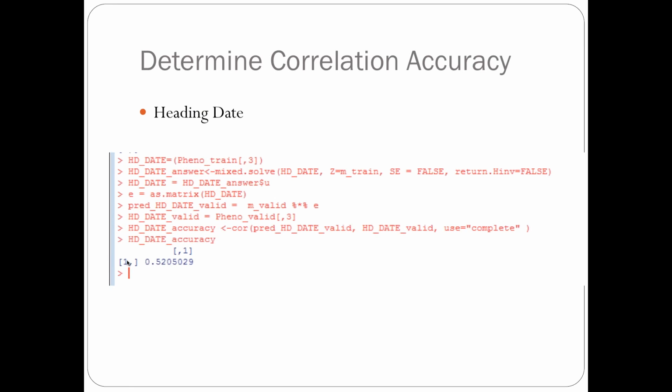And then for the third trait, for heading date, this was the third column in the phenotype matrix. And again, correlating, running mix.solve to get the marker effects, and then multiplying the marker effects to the validation marker matrix. And then running the correlations for the predicted values and the observed values. And heading date was even higher than plant height and yield, at an accuracy of 0.52. And if you're running this as you're watching, you probably have a different number, but it's probably pretty similar, just based on what individuals you put in your training set and validation set.